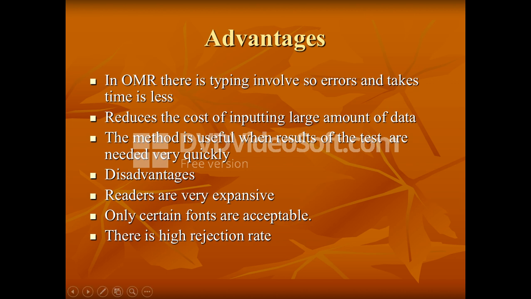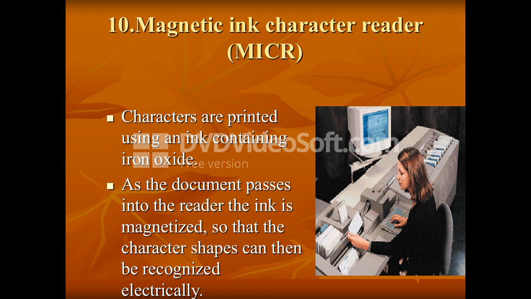Magnetic ink character reader is used for banks. Characters are printed using ink containing iron oxide. As the document passes into a reader, the ink is magnetized so that the character shapes can then be recognized electrically. Uses of that one: the bank industry uses it for magnetic character recognition of characters on the left side. You can see and check the check number, branch code, and also the account number.